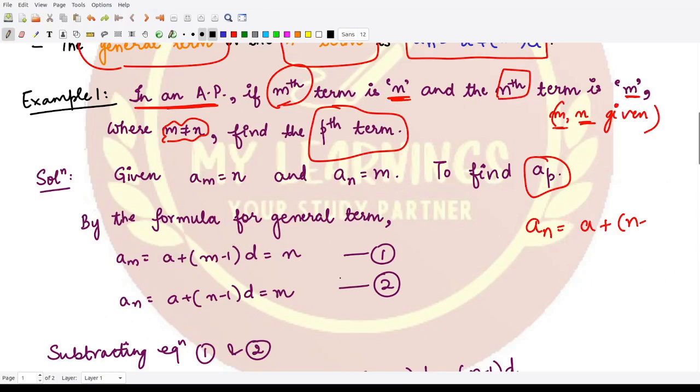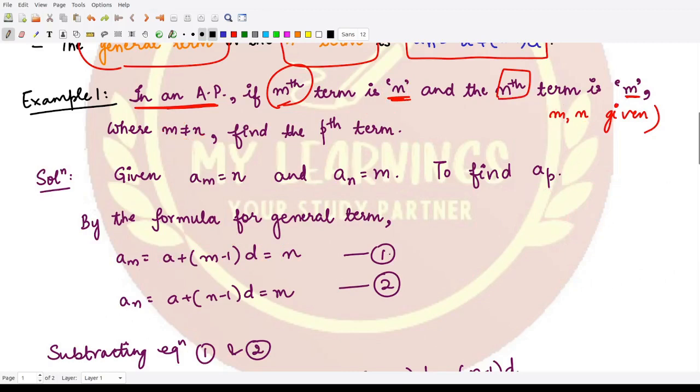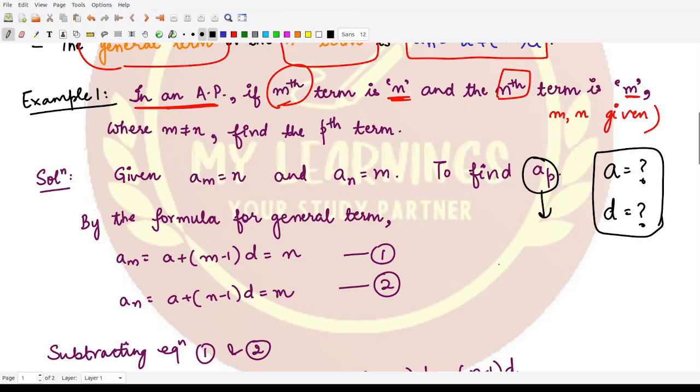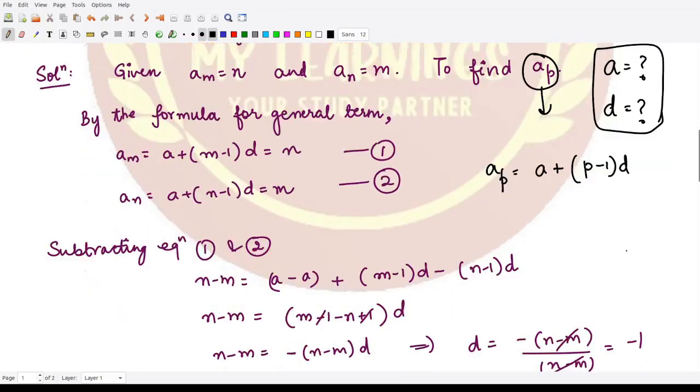Now from here, because we wanted to calculate the pth term of the AP, what do we require? We require the first term and the common difference. If we have both of them, we are able to write the pth term, and according to the formula of the general term, the pth term would be given by a plus (p minus 1)d, right?